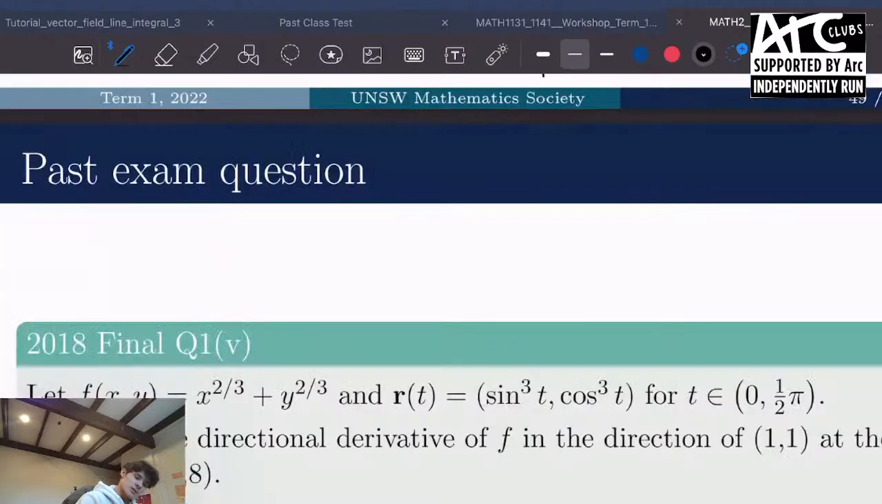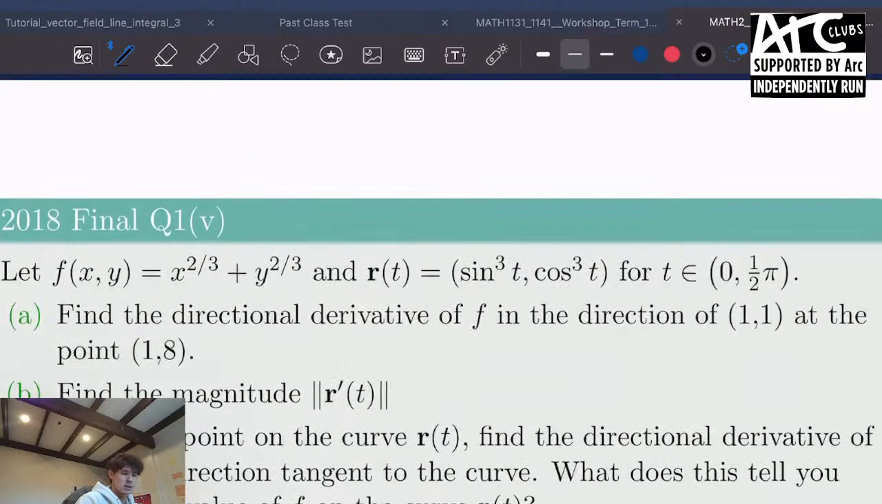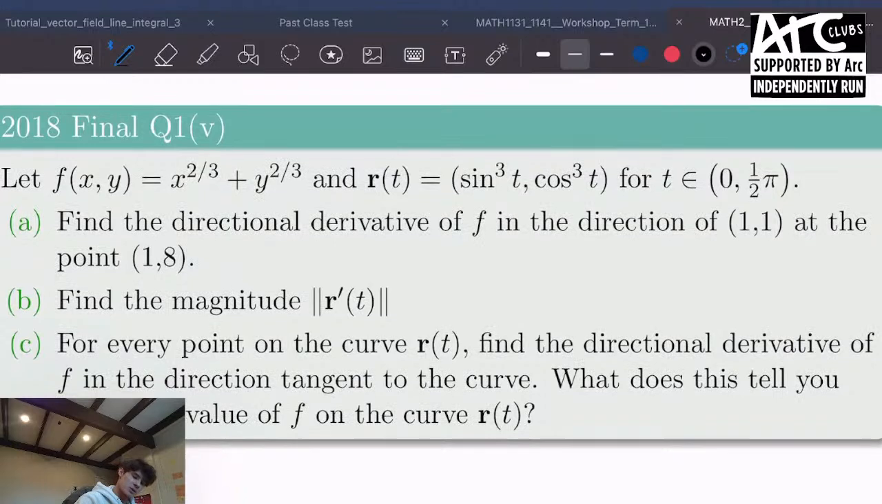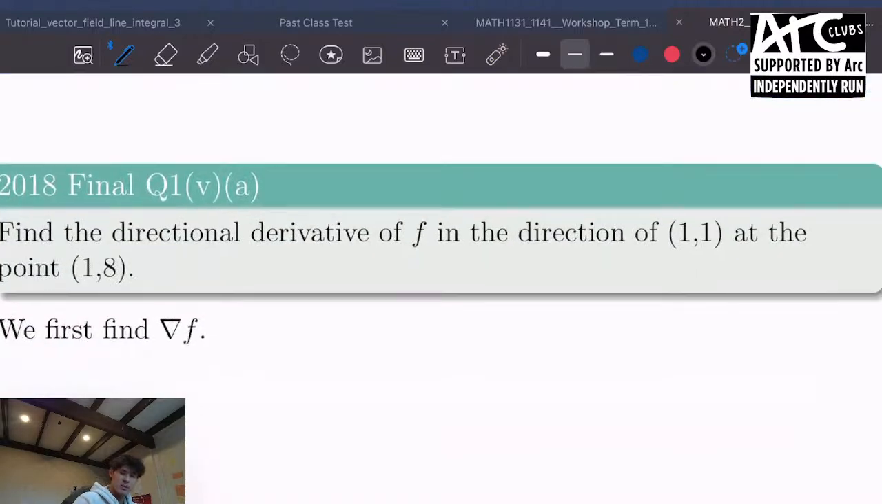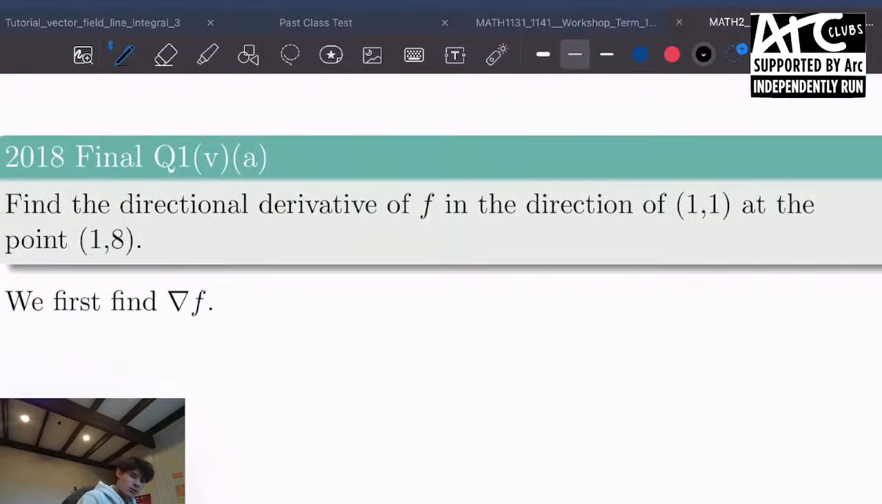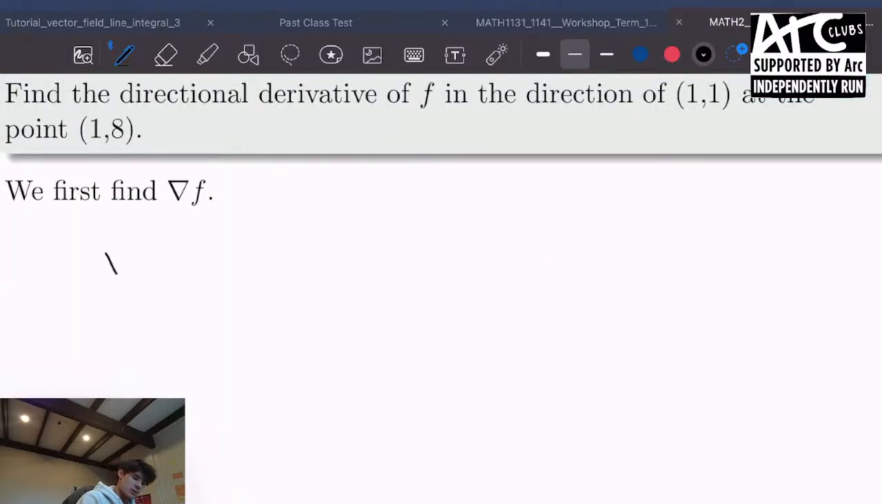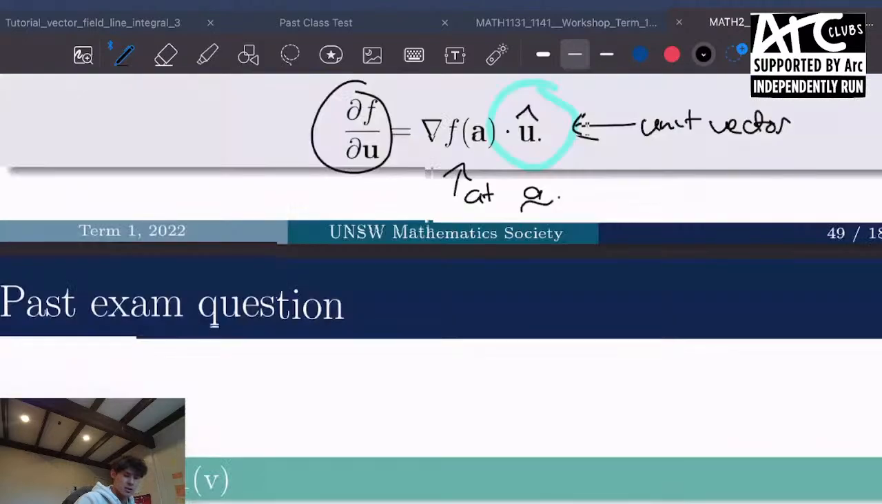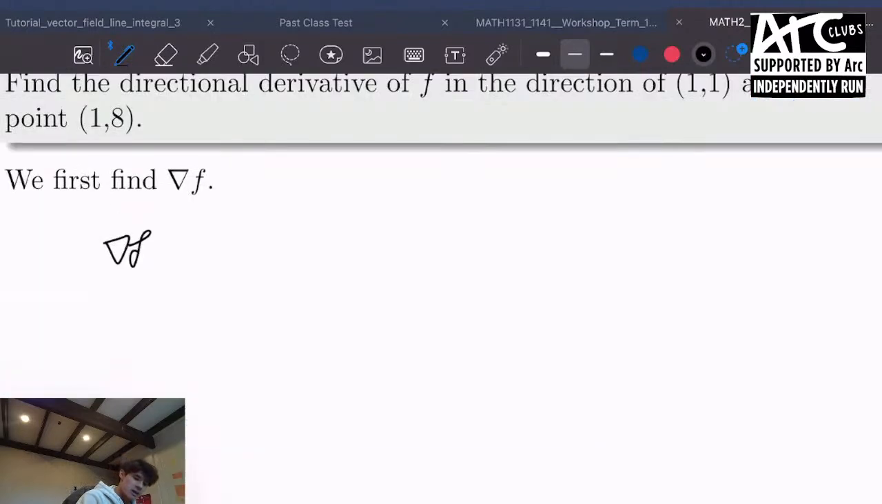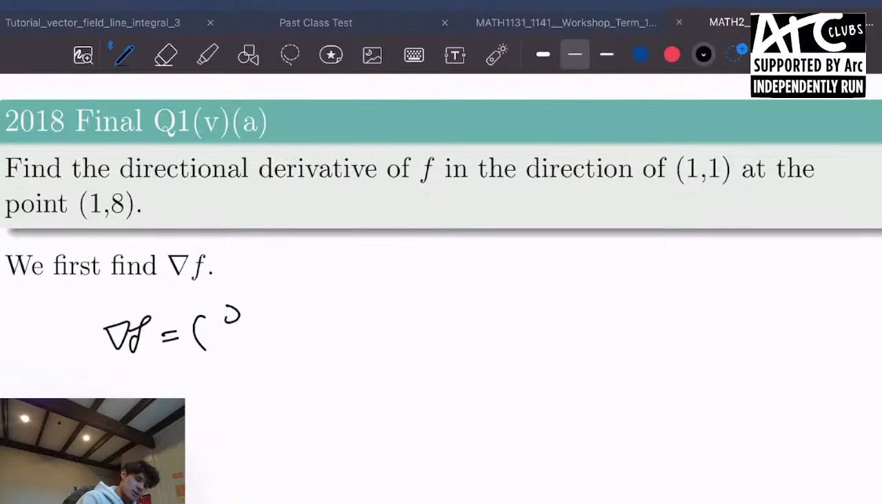Okay, so let's apply this in a question and see how we can use it. Given some function and a curve, find the directional derivative of f in the direction of 1, 1 at the point 1, 8. So this is a fairly standard computation question. So let's put it into practice. The first thing we need to do is find the gradient of f. That's going to help us because remember, our directional derivative expression is in terms of the gradient, so we need to find it.